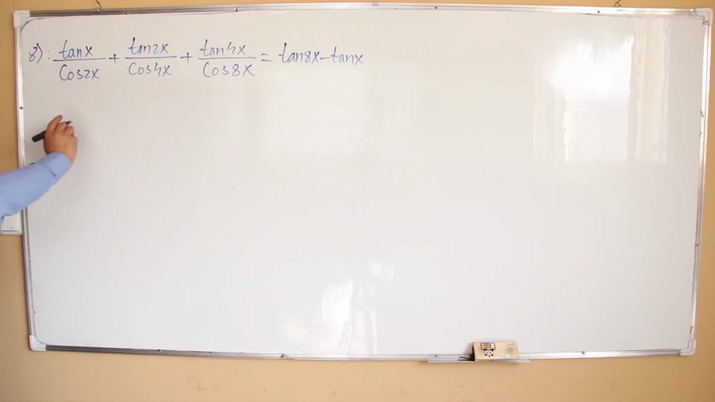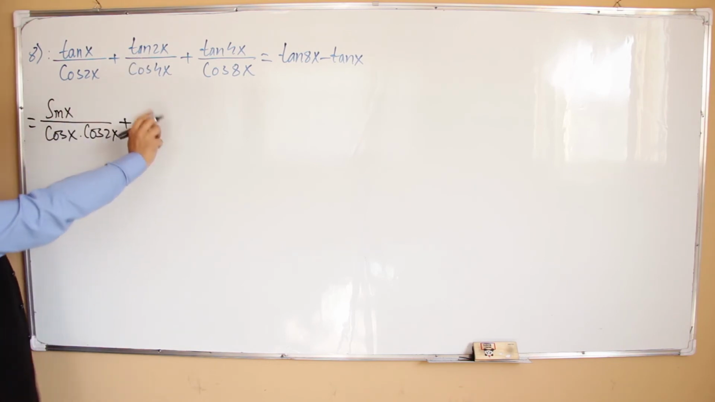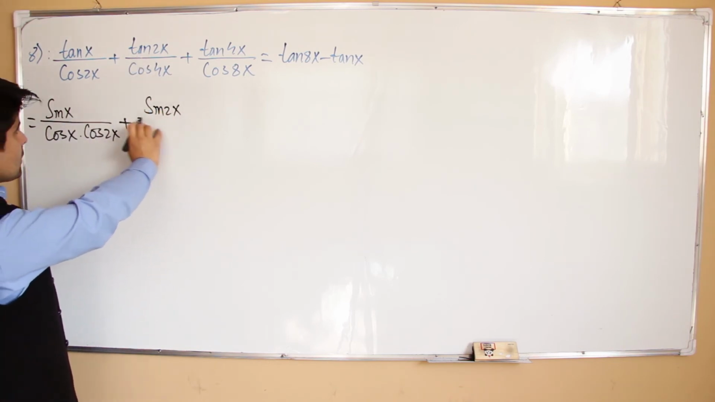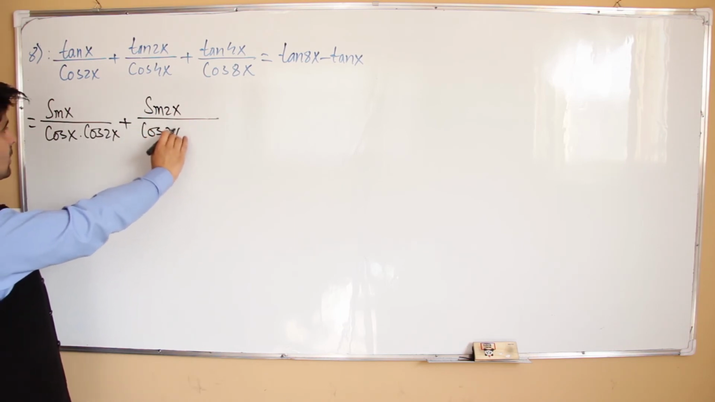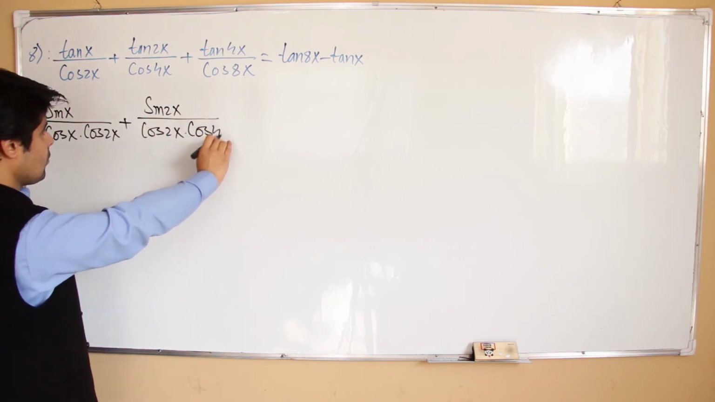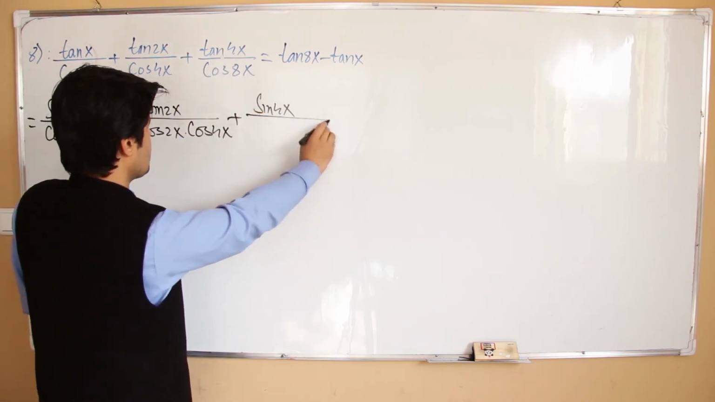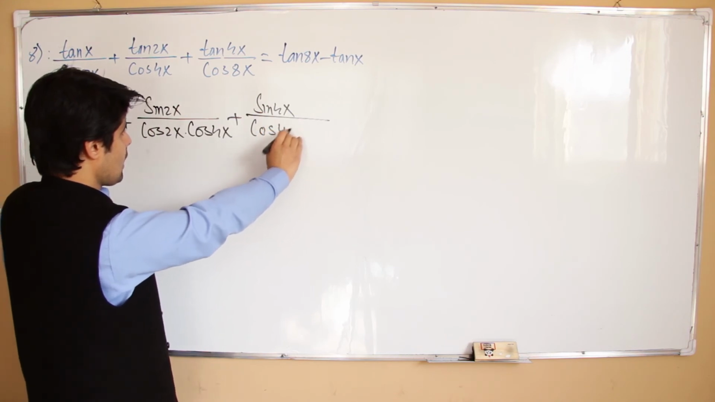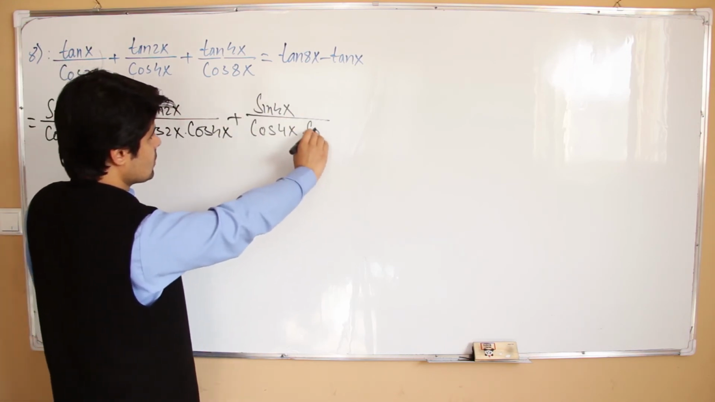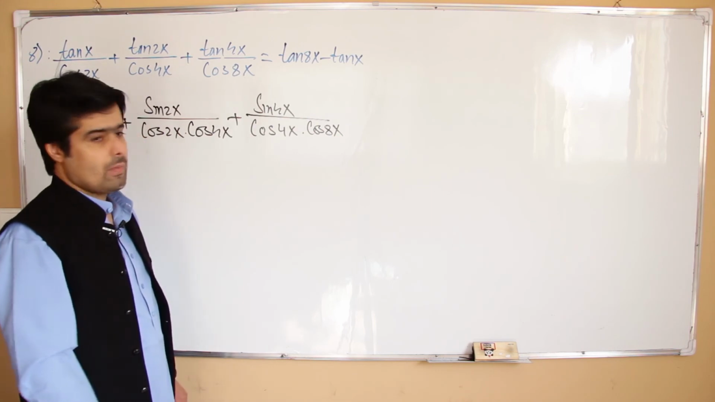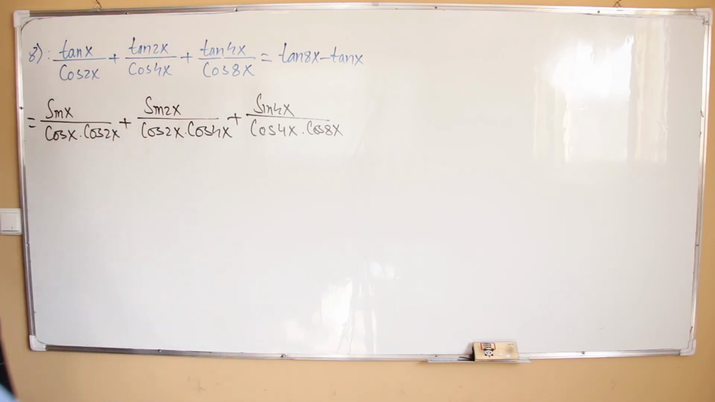I mean, instead of tangent x, can I write sine x divided by cosine x? Yes, times cosine 2x. Plus, here, sine 2x divided by cosine 2x multiplied by cosine 4x. Plus, here, sine 4x divided by cosine 4x multiplied with this one, cosine 8x. Am I right? Yes. Now what do you think?